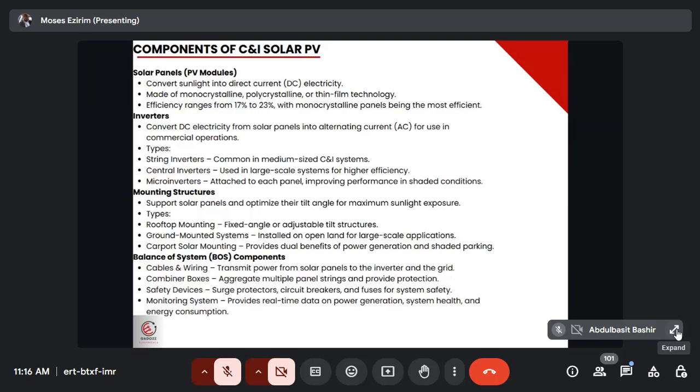So now, what can actually preserve that investment? What can actually prolong the longevity of that investment? Remember, I said it's 25 years. What can make that 25 years to be 25 years is your balance of system. For example, now, instead of you to use 6 mm cable for your solar, you are using 2.5 or you are using 1.5. You can tell me what will happen.